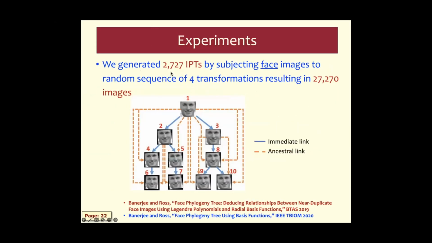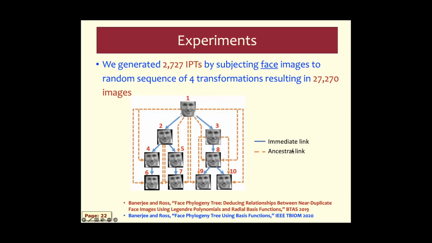So we took an existing database and we generated over 2,700 IPTs by subjecting face images to a random sequence of 4 transformations. And so this resulted in 27,270 images. So here's one IPT, just one IPT. You notice here, this is 1, 2, 3, this is one IPT. So we have the ground truth. Now the question is, if we give these 10 images to our algorithm, will it be able to construct this tree? So that is the question that the experimental analysis would answer.